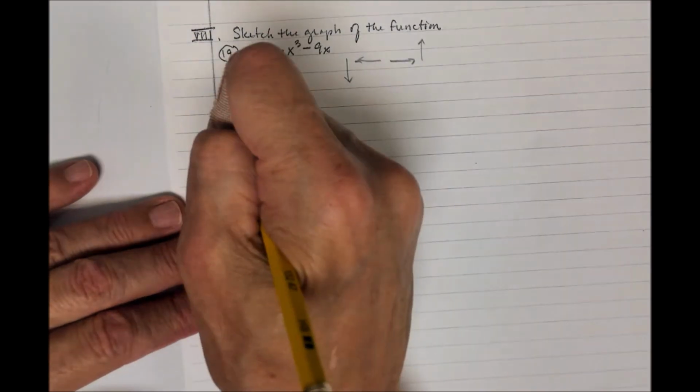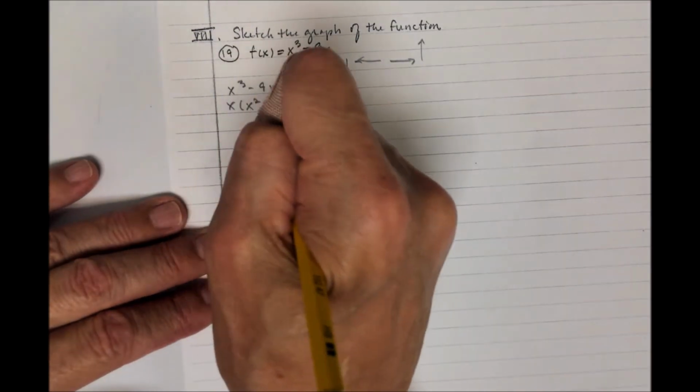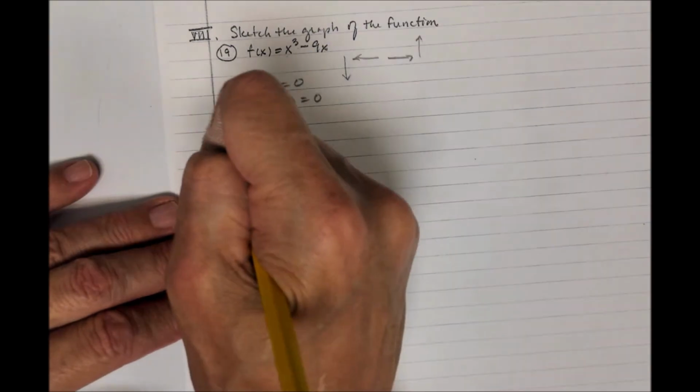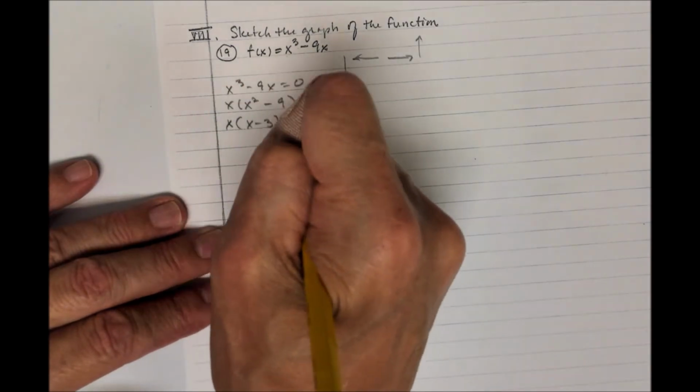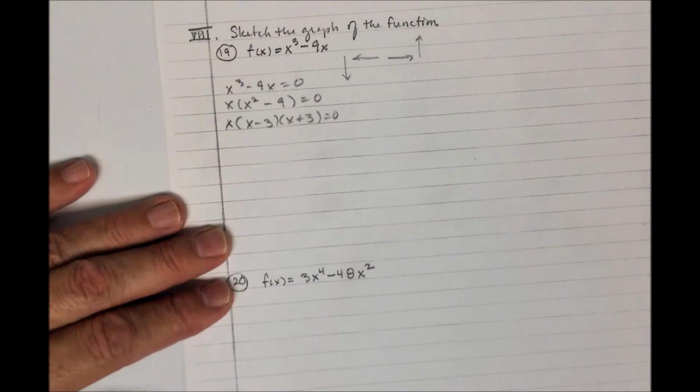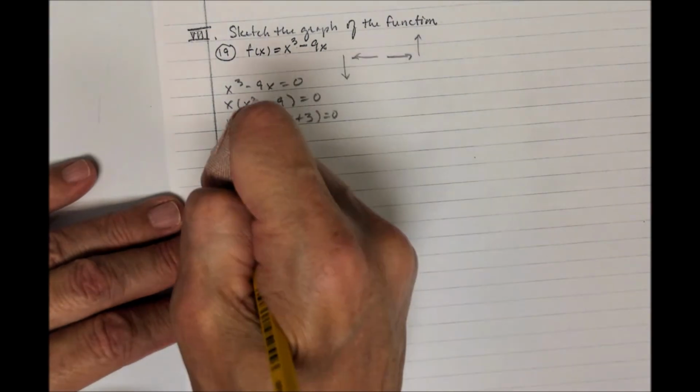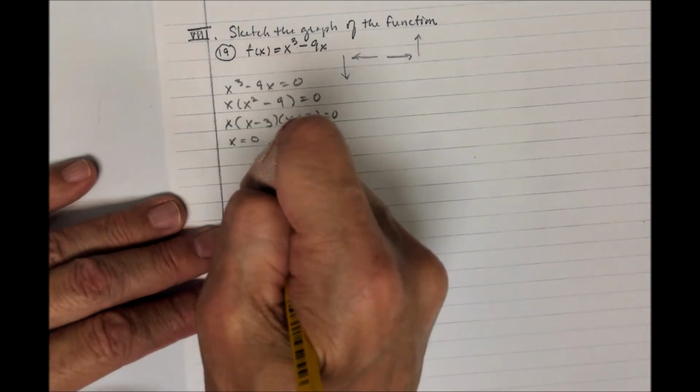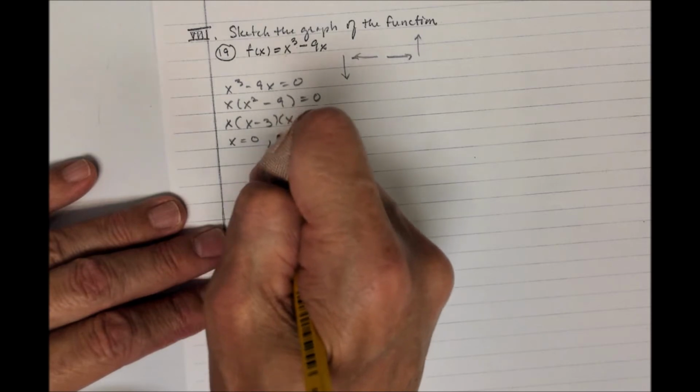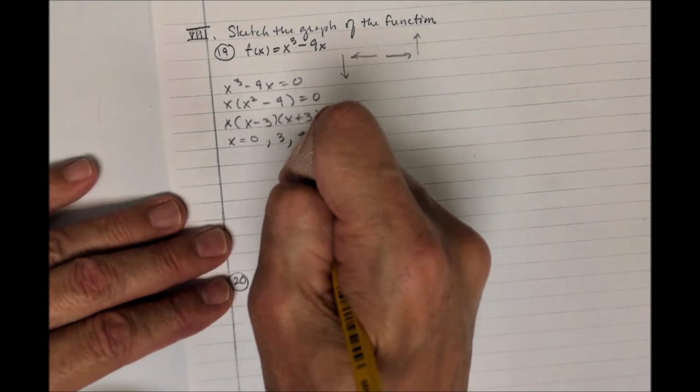Now this factors to x times the quantity x squared minus 9, very convenient, which is x times the quantity x minus 3 times the quantity x plus 3. When I factor, it's a difference of squares. And I get 3 zeros here. I get 3 x-intercepts. I get 0, which is going to be 0, 0, the origin. I get 3, which is going to be 3, 0. And I get negative 3.